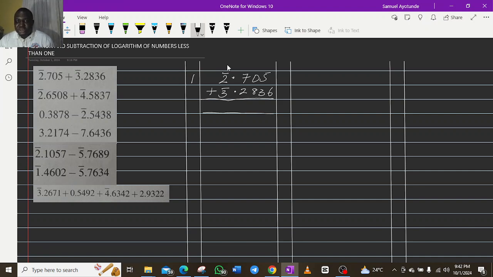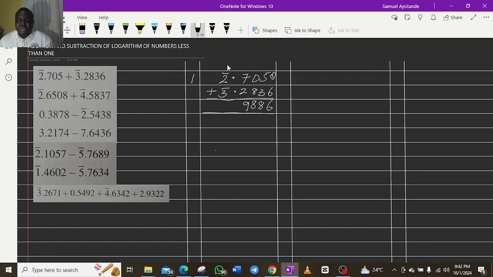So let's sum this up. There's no digit up here for 6, so it is assumed that it is 0 that is there. So 0 plus 6 is 6. 5 plus 3, 8. Then 0 plus 8, 8. 7 plus 2, 9. Now, we need to carry out 2 bar plus 3 bar.